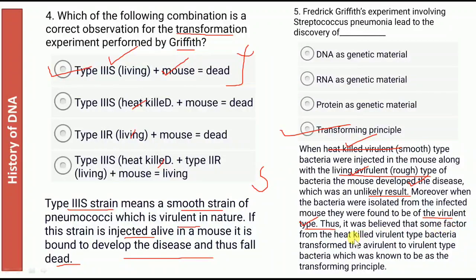Thus, it was believed that some factor from the heat killed virulent type bacteria transformed the avirulent type to the virulent type. The avirulent type was the rough type. So finally the transformation took place from the heat killed virulent bacteria to the avirulent type bacteria, and this factor was known as the transforming principle. So I hope this is clear to you. So what exactly is the transforming principle?